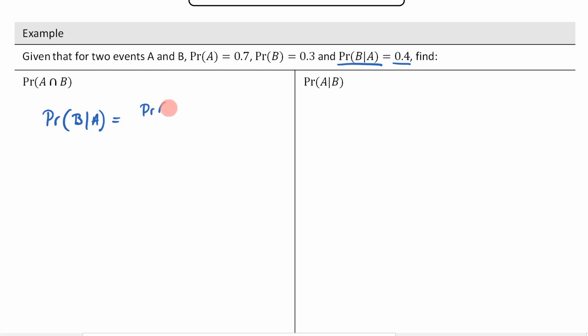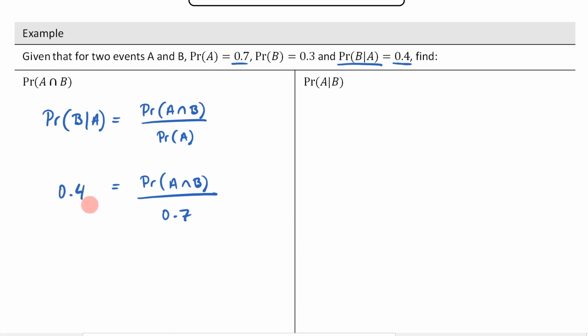So this tells me that the probability of B given A is the probability of A intersection of B over the probability of A, because it's saying given A, so it's over the probability of A. I don't know the intersection, do I? I don't know it. That's what I'm trying to find. Do I know the probability of A? Well, yes, I do. Do I know the probability of B given A? Well, yes, I do. 0.4. And now once I've done that, all I have to do is times both sides by 0.7, and that will give me my answer.